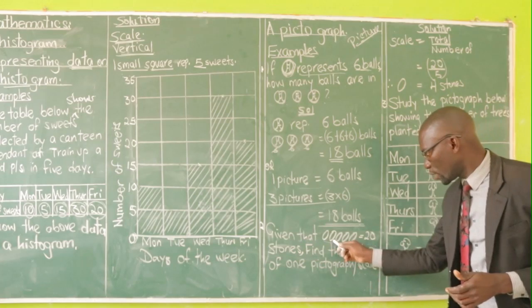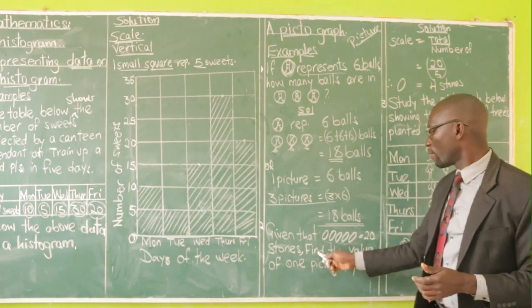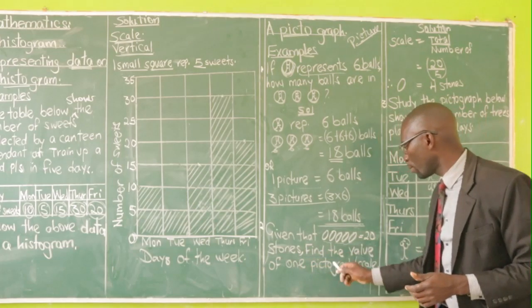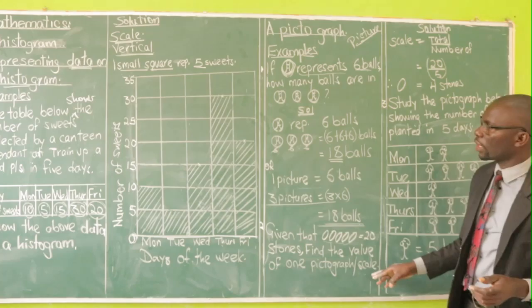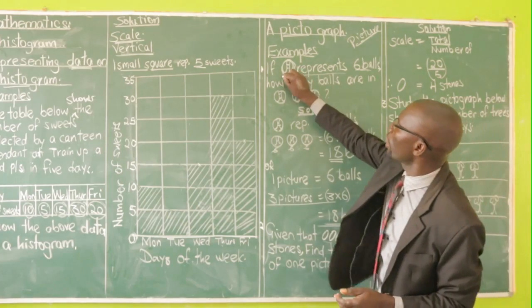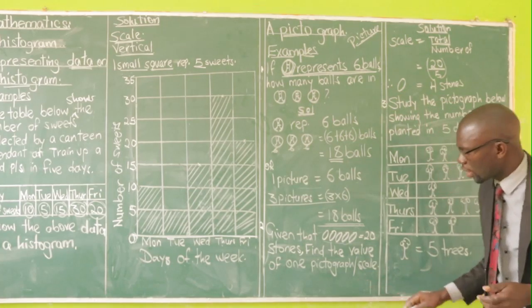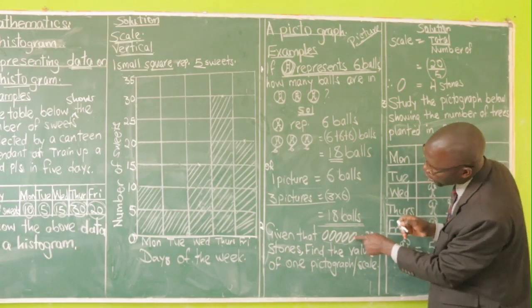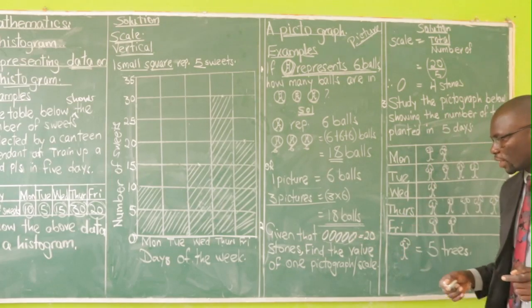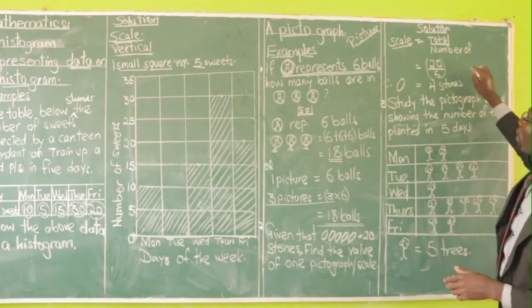these pictures of stones are equivalent to 20 stones, find the value of one picture, or find the scale. This one is asking us to find a scale, because this is termed as a scale. So now they are asking us, what is the scale? How many stones are being represented in each picture that we have been given? That is simply the scale. How do we find scale in pictographs?